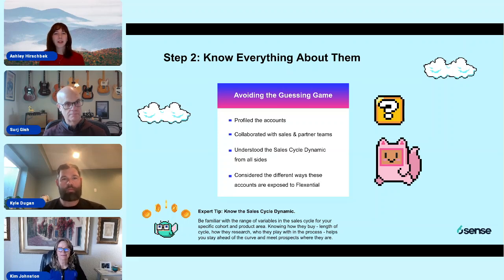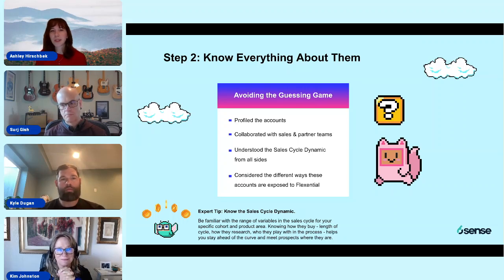But really, I think the takeaway here is major collaboration with sales and partner teams and understanding the sales dynamic. So if we look at step 1, we're looking at one side of the mirror, where we look at the triggers and the patterns and these accounts and what their makeup looks like. But then we look at the other side of the coin, the other side of this mirror, at the sales cycle dynamic internally. Let me expand on that a little bit.